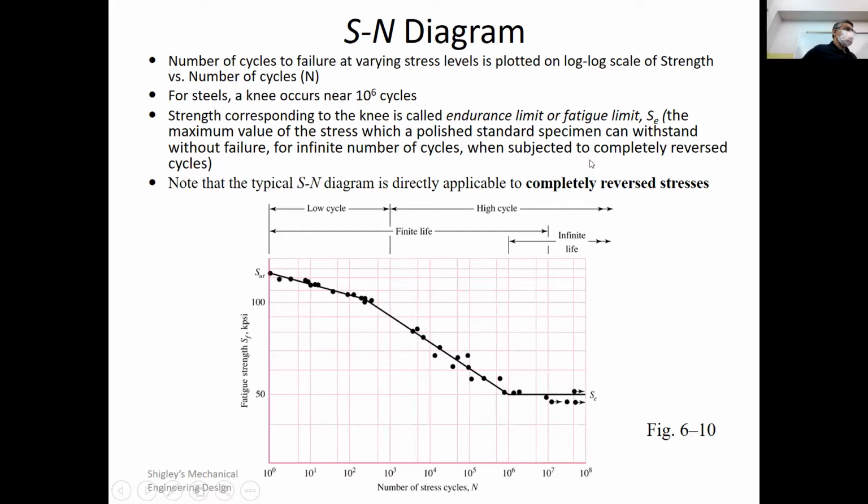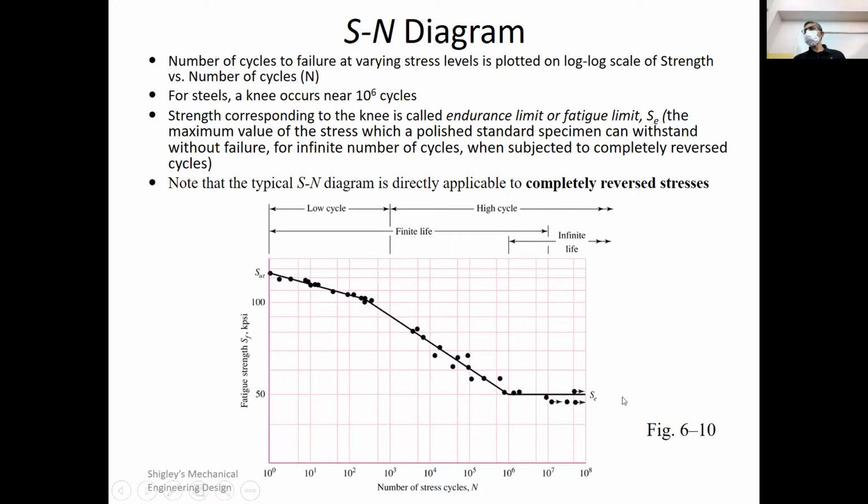S-N diagram. In order to understand the behavior, we took this specimen, the Moore specimen, and we load it. Beam in bending, cyclic. So we go from tension to compression. We started observing how failure occurs. We learned that the higher the number of cycles I want to go, the lower the stress, up to a certain limit known as the endurance limit for ferrous materials.